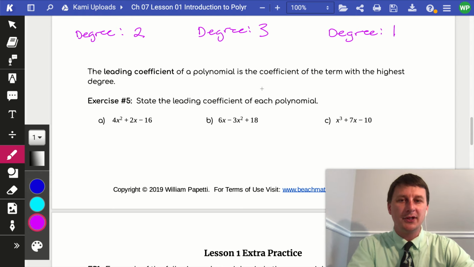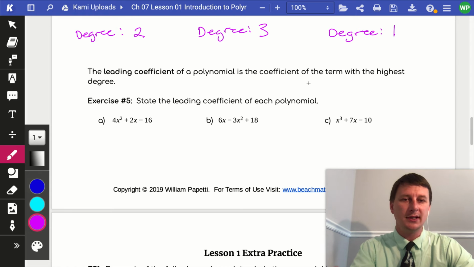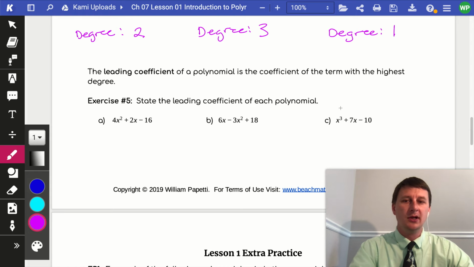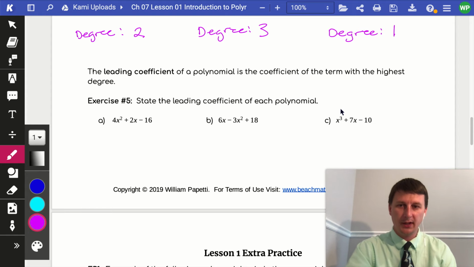And the leading coefficient of a polynomial is the coefficient of the term with the highest degree. So state the leading coefficient of each polynomial. So before we do anything else, we want to always check if it's in standard form. So is part A in standard form? We have x to the second, and then x to the first, then our constant. Yes, this is in standard form.